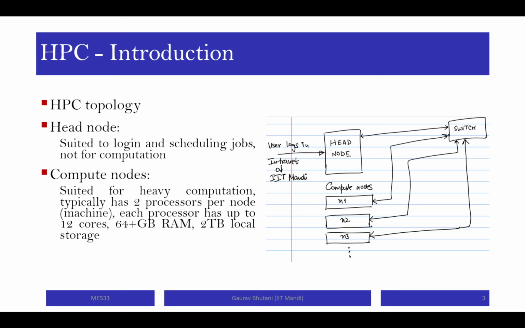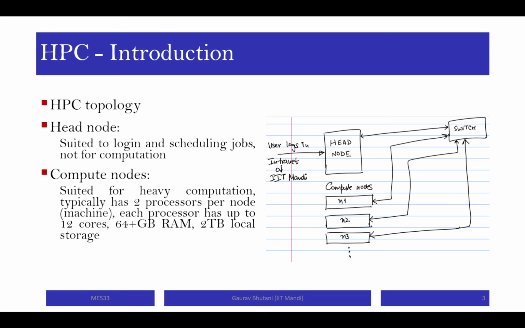Typically our compute nodes, we have a heterogeneous cluster in the sense that compute nodes have different configurations, because some of them were bought 10 years ago, some of them were bought very recently, so the configuration differs. So it's a heterogeneous cluster. Typically they'll have 2 processors per node. So they are different from a standard desktop machine. The motherboard has 2 processors, and each processor has up to 12 cores in it.